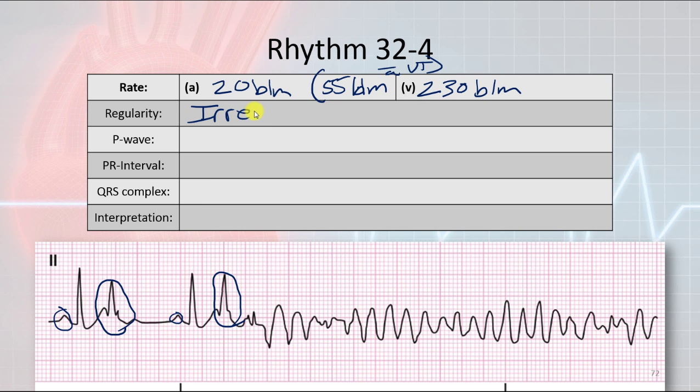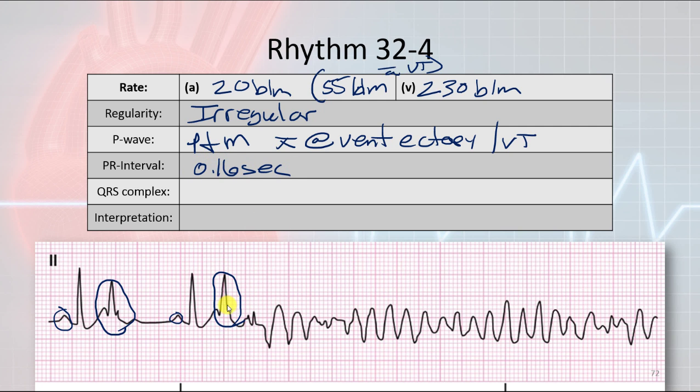Regularity is irregular. P waves are going to be present and married, except at ventricular ectopy / VTach. PR intervals, when they're present, look to be about 0.16 seconds. QRS complexes, when they're normal, look to be about 0.08 seconds. So they look normal until you get into the PVCs and the VTach.